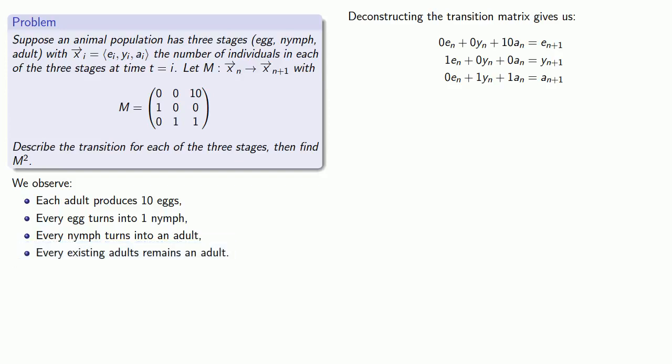Biologically speaking, this isn't realistic. We can expect some attrition among the eggs. Not every egg is going to survive, not every nymph is going to survive, and adults die or get eaten. But it's a starting point.